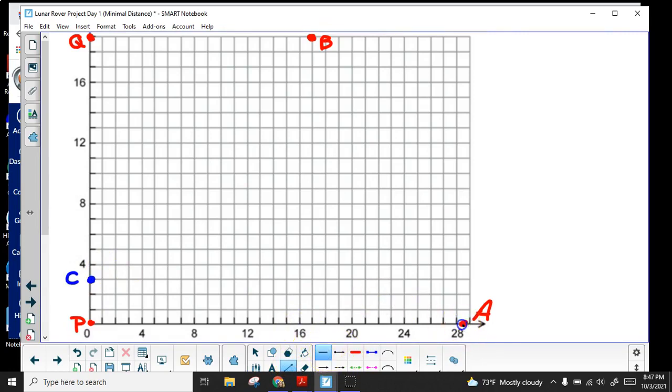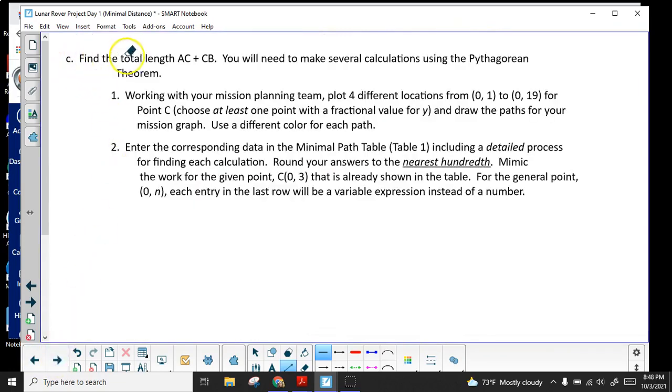We're going to go from A to C. And then we're going to go from C to B. Okay, so this is the path that we're going to take, and we're going to calculate the distance AC and CB. We're going to find the total length of AC plus CB. We need to make several calculations using the Pythagorean theorem. Okay, we're going to do this together.